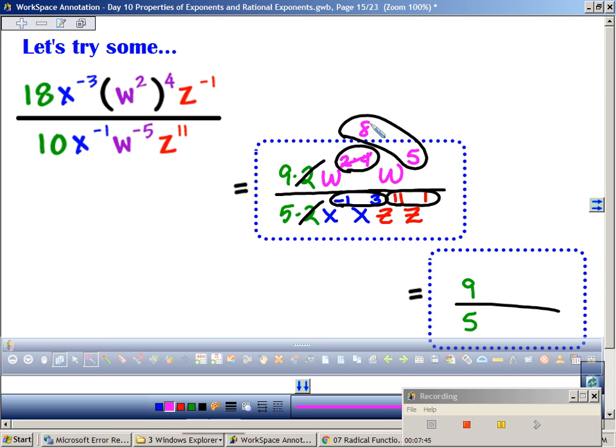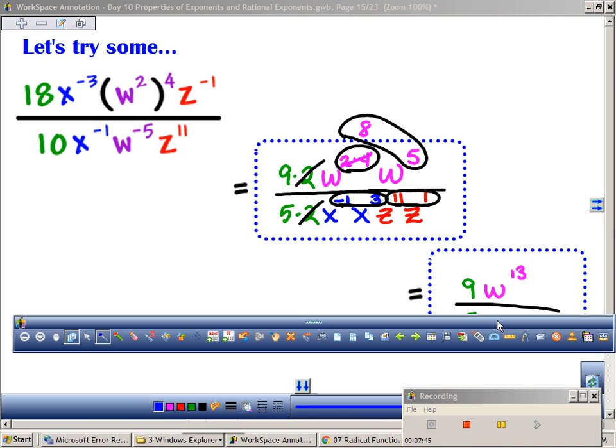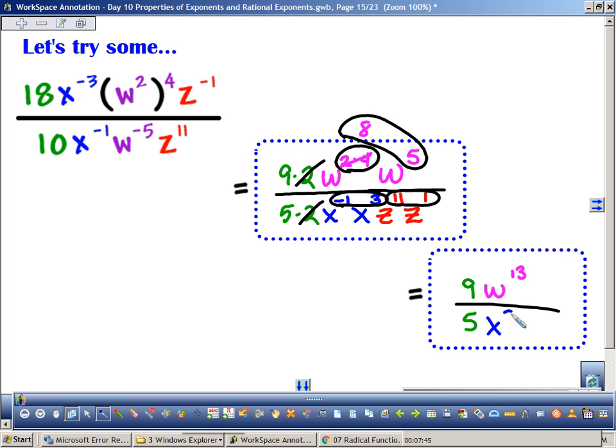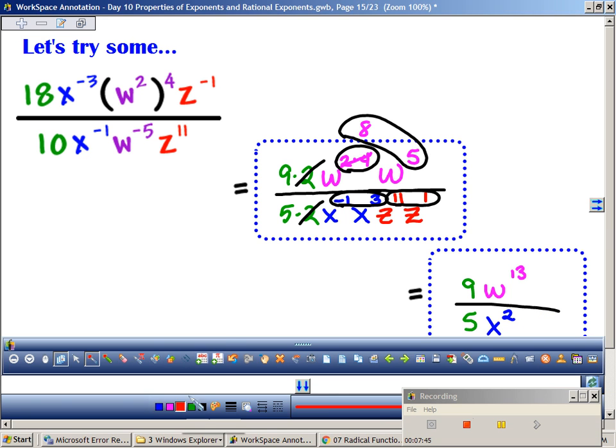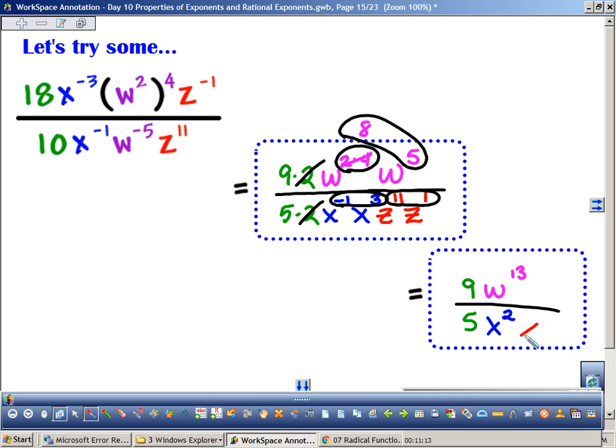I just lost my pen. Every day, same time. W to the 13, and x to the 2nd power, and z to the 12th power. I didn't change my color. Z to the 12th. Thumbs up, thumbs down. How are we doing?